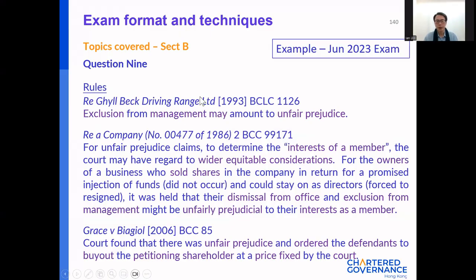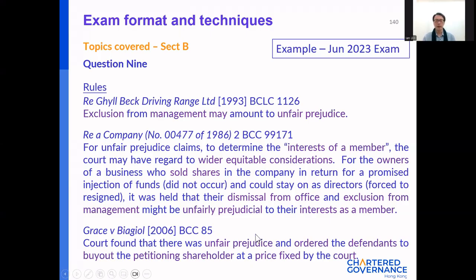So here are some court cases. Exclusion from management may amount to unfair prejudice, so this may be one of the claims. Also, to determine the interest of a member, the court may have regard to wider equitable considerations. So the owners of a business who sold shares in a company in return for a promise of injection of funds, which did not occur, could stay on as directors, but were forced to resign. It was held that the dismissal and exclusion from management might be unfairly prejudicial to the interest as a member. So this is just an example where it would amount to unfair prejudice.